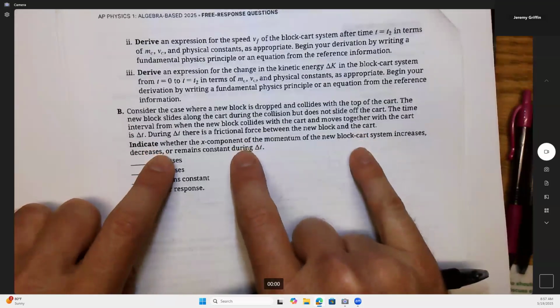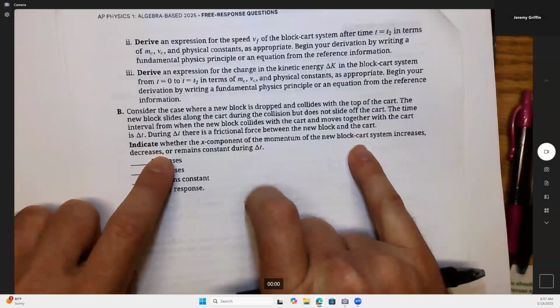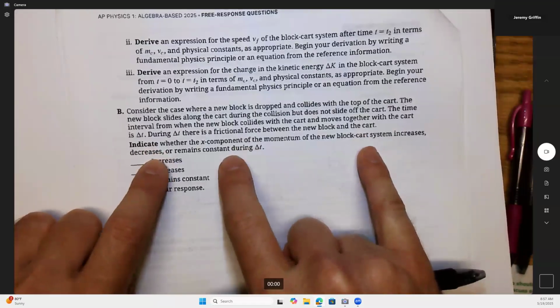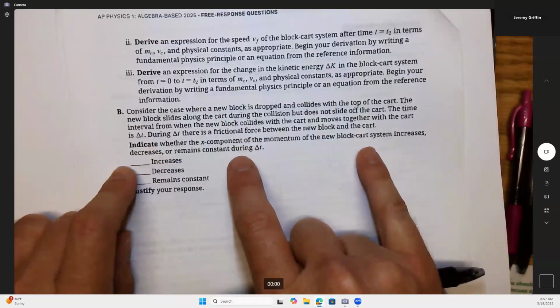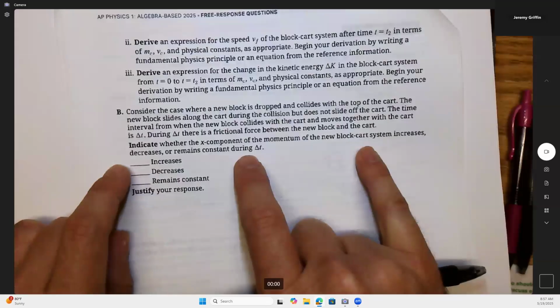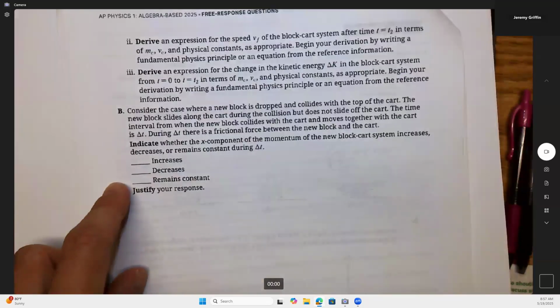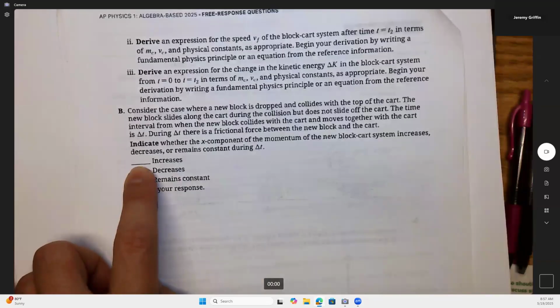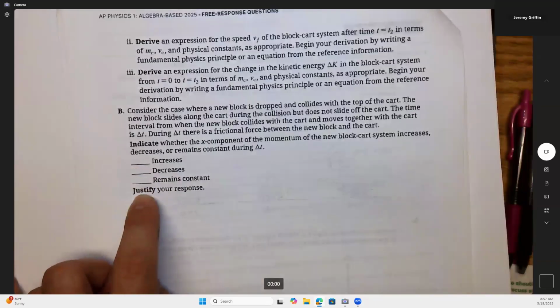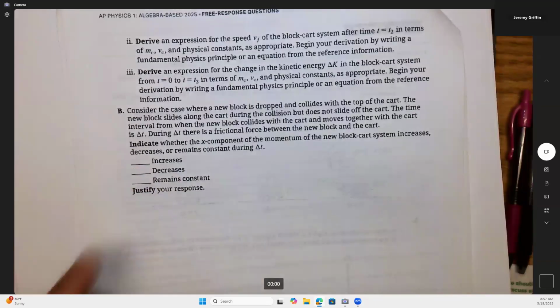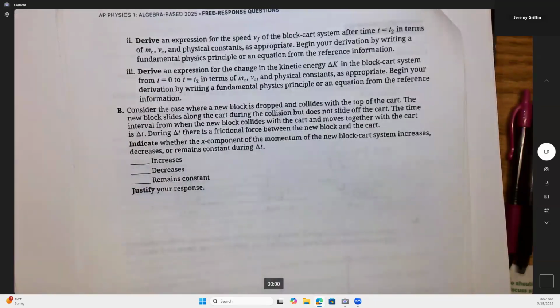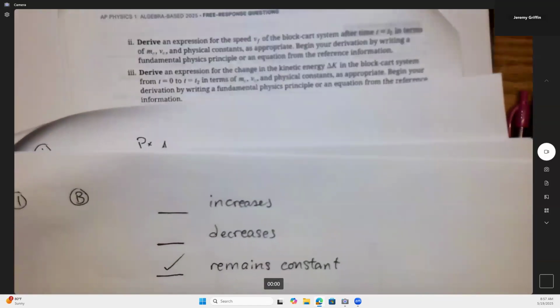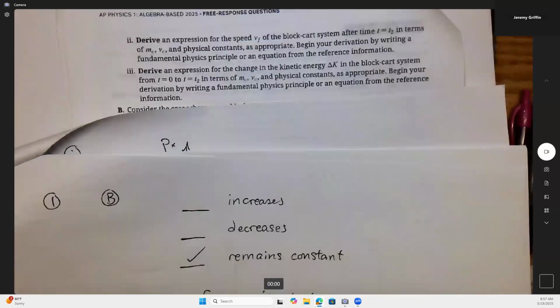Indicate whether the x component of the momentum of the new block-cart system increases, decreases, or stays the same during delta t. Right, guys, does conservation of momentum still apply? Is momentum still conserved? Which box? Show hands. How many think it should increase? Who says decrease? Who says remain constant? Yeah, I would have checked that one too. It says remain constant. That's what I checked, just like you guys are all saying. I think everybody said that.